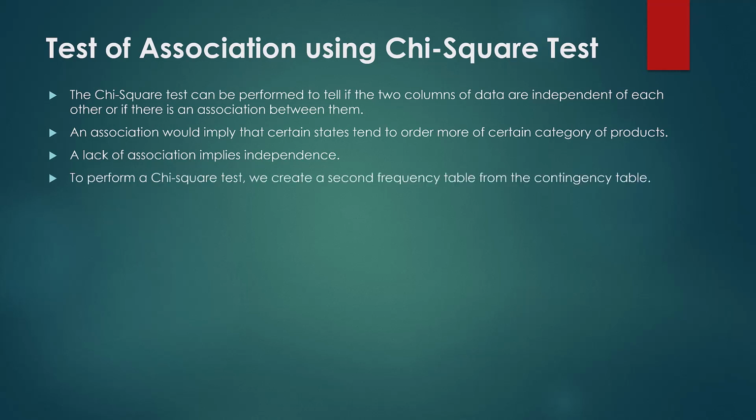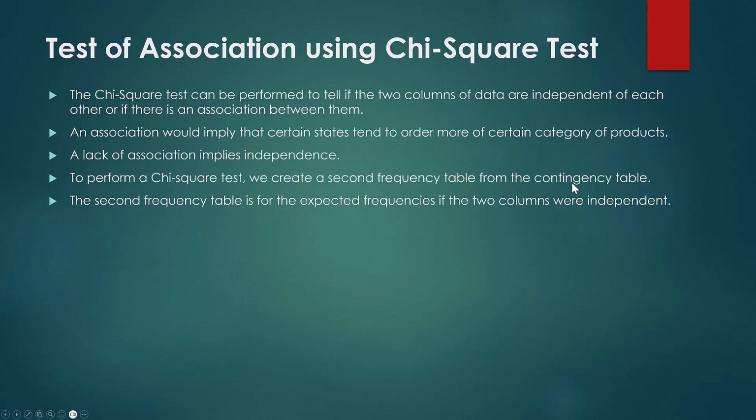To perform a chi-square test, we first have to create a second frequency table from the original contingency table. The second frequency table is for the expected frequencies, assuming that the two columns are independent. So now we have two frequency tables. The contingency table is actual frequencies, and the second table is expected frequencies. Expected, assuming that the two variables are independent.